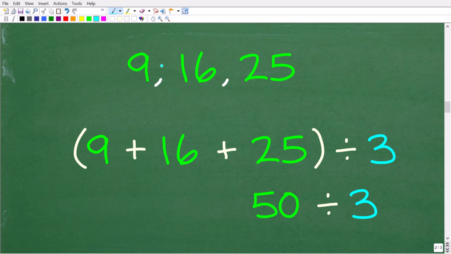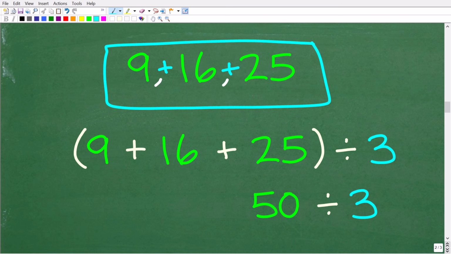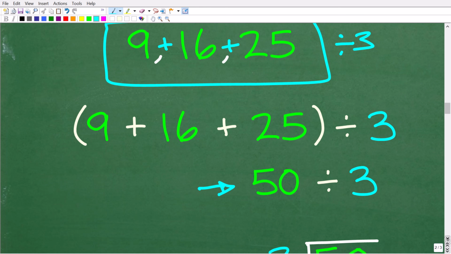So we're going to take 9 and add it to 16, and then add it to 25, and then divide by what? Well, we have 1, 2, 3 numbers. Okay, so 9 plus 16 plus 25 is 50. So 50 divided by 3 would be our average, right?